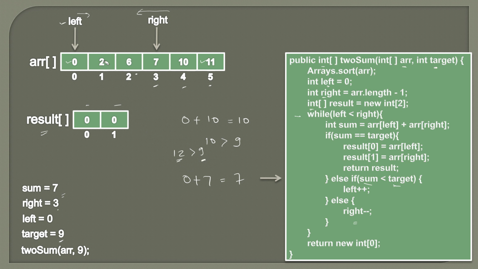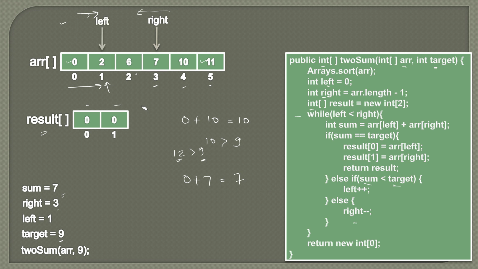The only way we can increase the sum is by moving left to this point, because we know that here its value is 0 and this array is in ascending order. So whatever value we'll get after that will be greater than 0. This condition is for that. So else if part will be executed and we'll simply increment left by one position. So left becomes 1. Now it will point to the first index.